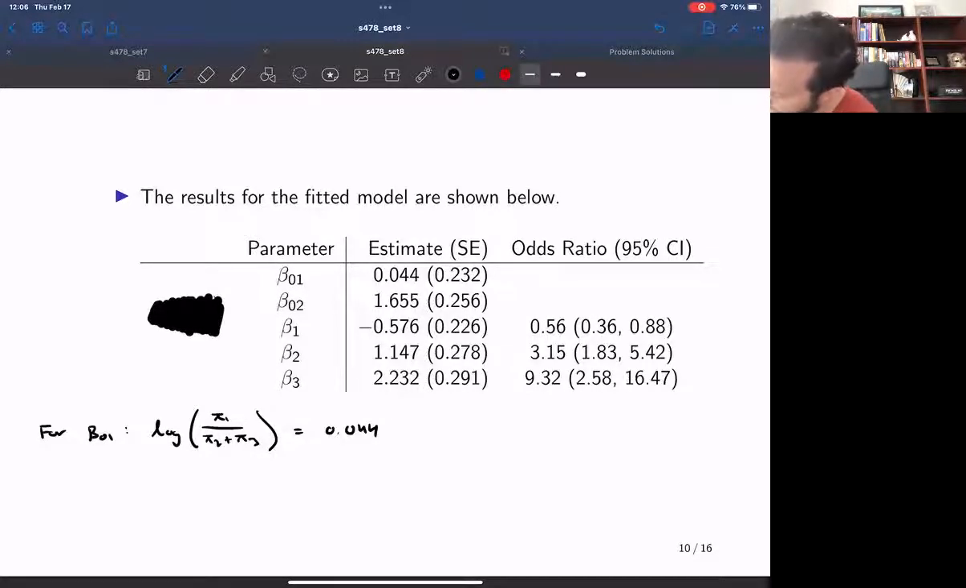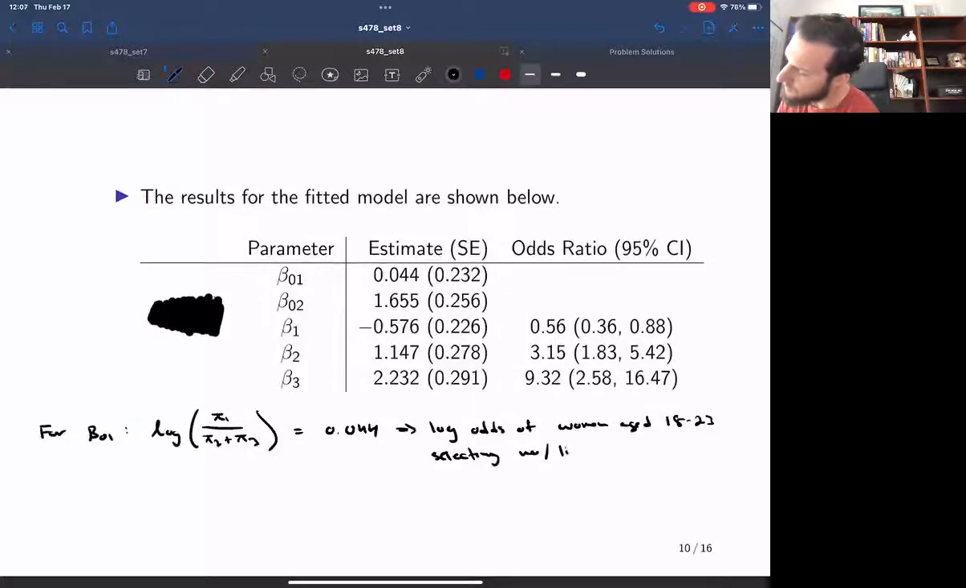So this would represent the log odds of women aged 18 to 23 selecting no/little to important and very important.